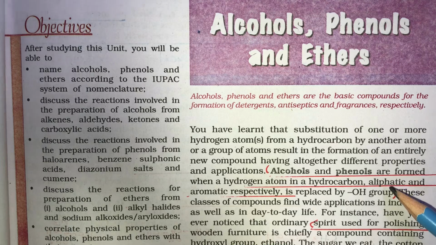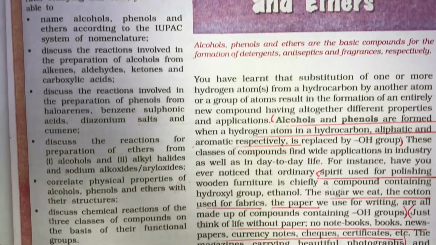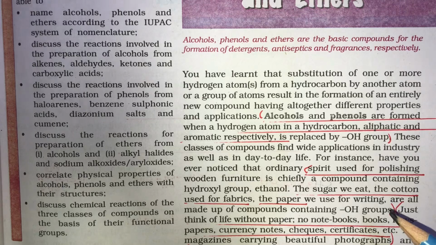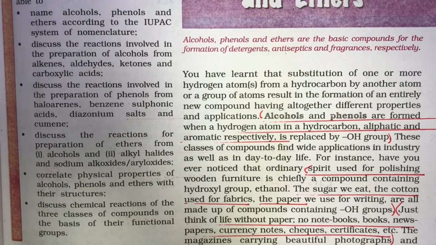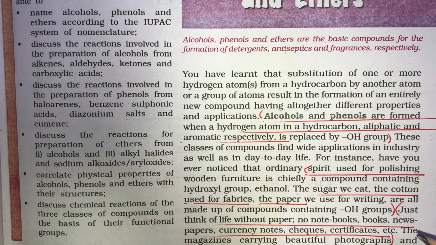Aromatic alcohol. In benzene, if one of the hydrogens is replaced by a hydroxyl group, it is called aromatic alcohol. The nucleus can be substituted or the side chain can be substituted. Phenols and benzyl alcohol is the classification. The spirit used for polishing wood furniture chiefly contains a hydroxyl group, ethanol. The sugar we eat, the cotton used for fabrics and the paper we write on are made up of hydroxyl compounds. So hydroxyl compounds are used in day-to-day life in wide varieties.